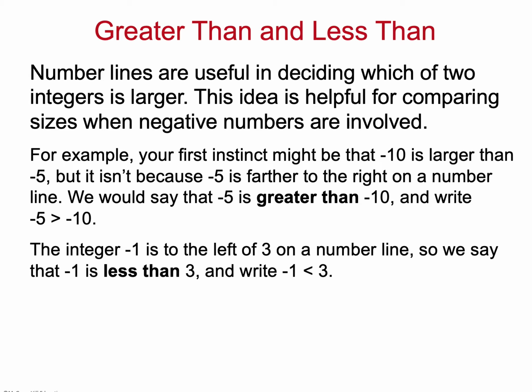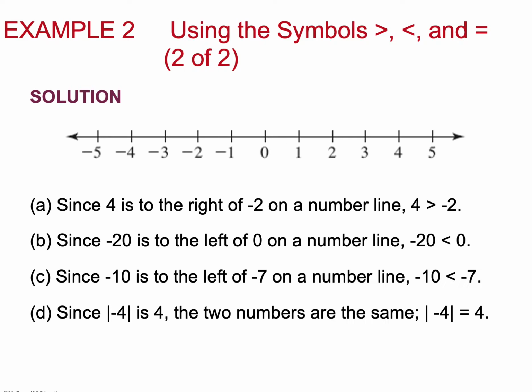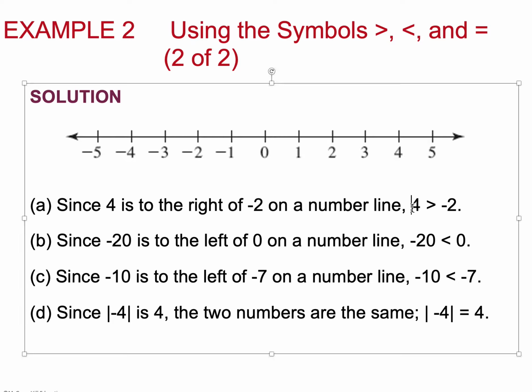So if you're having trouble remembering which way your signs go, you can remember that it needs to be opening to the larger number. So if I'm going to use these symbols, then in these examples, I would have 4 is greater than -2, -20 is less than 0, -10 is less than -7, and the absolute value of -4 is +4. So those two numbers are considered the same.